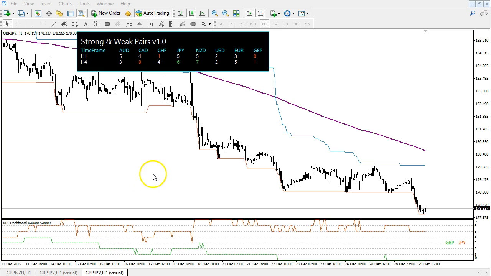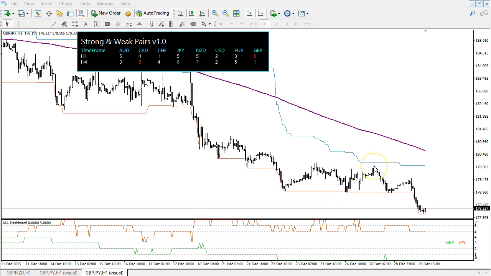Hello, this is an overview for the strong and weak pairs, and for this chart we are having the sterling Japanese yen. We can see that the sterling is weak and the Japanese yen in the 4 hours has a score of 6, which is a strong indication to short the sterling against the Japanese yen.